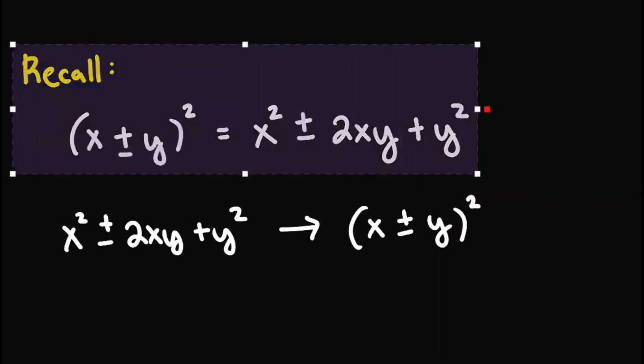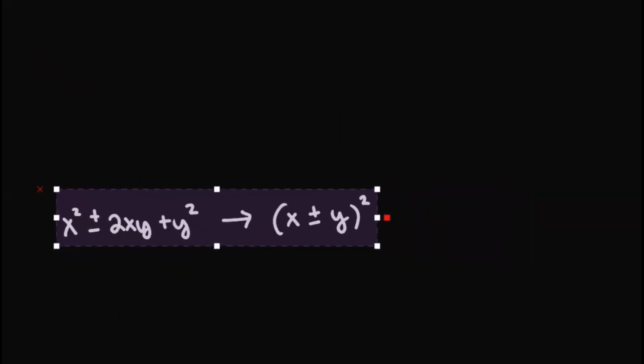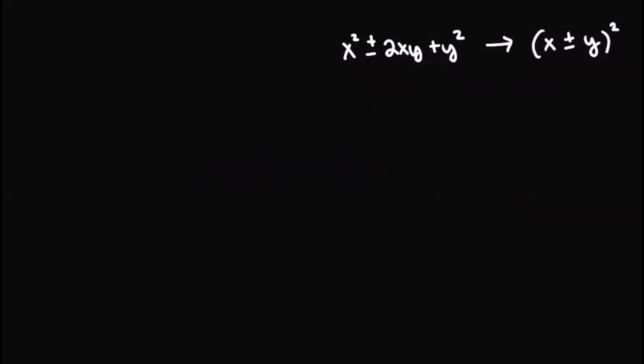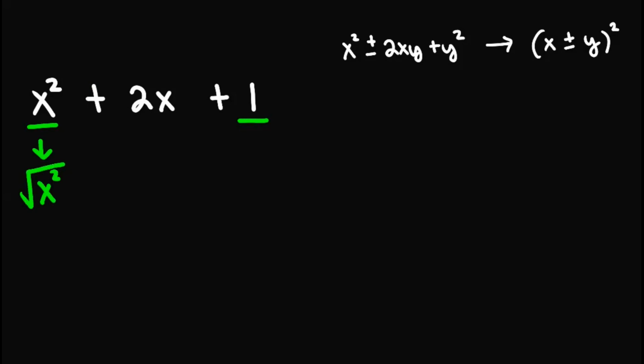So let's remove this one, and let's move this up out here. Let us have an example: x² + 2x + 1. The first step that I suggest in these cases is to check the first and last terms and see if they are perfect squares. Clearly, x² is a perfect square since the square root of x² is x. Similarly, 1 is a perfect square since the square root of 1 is 1.